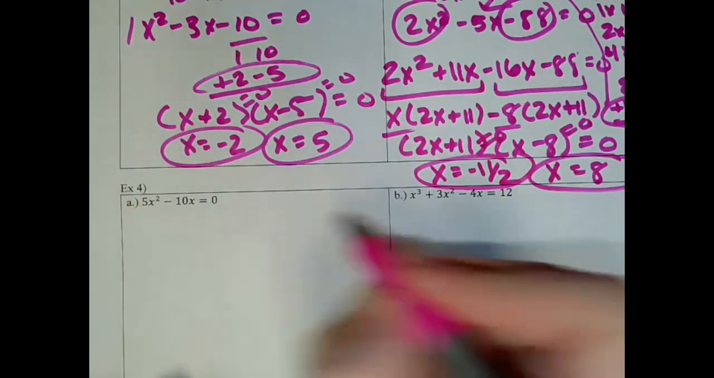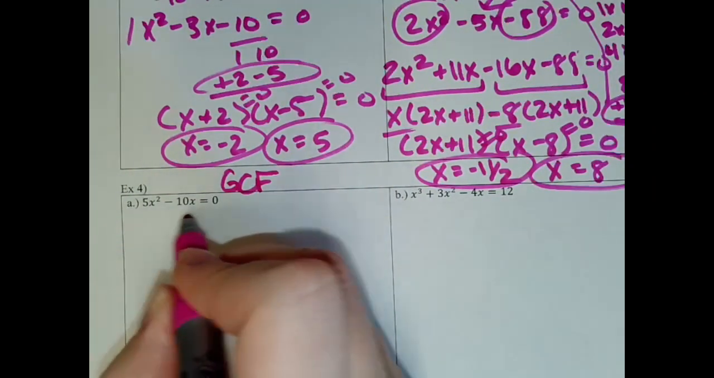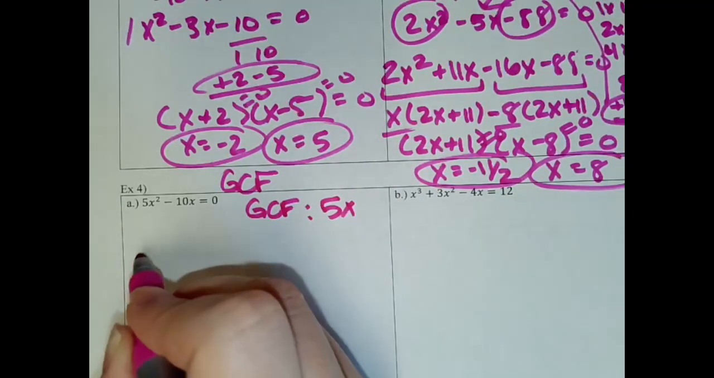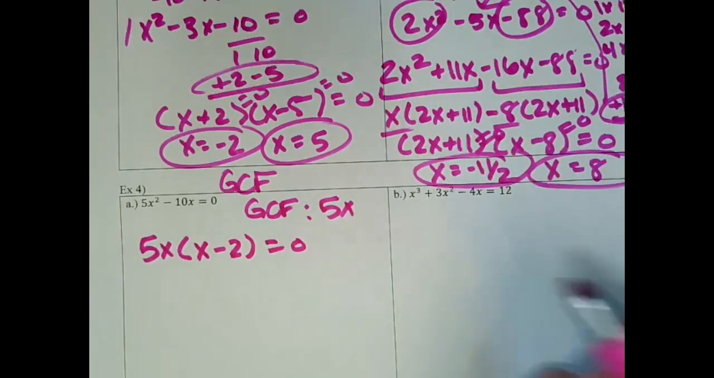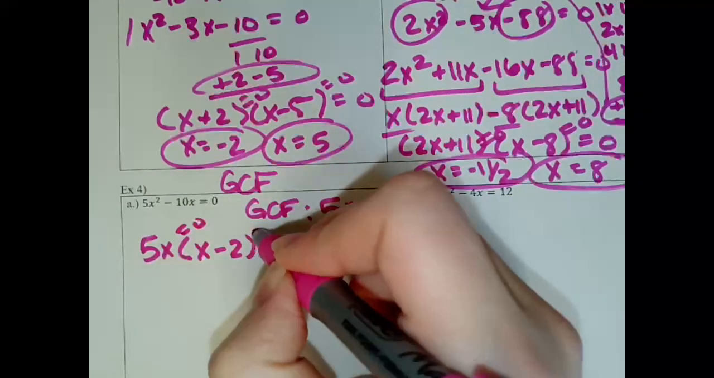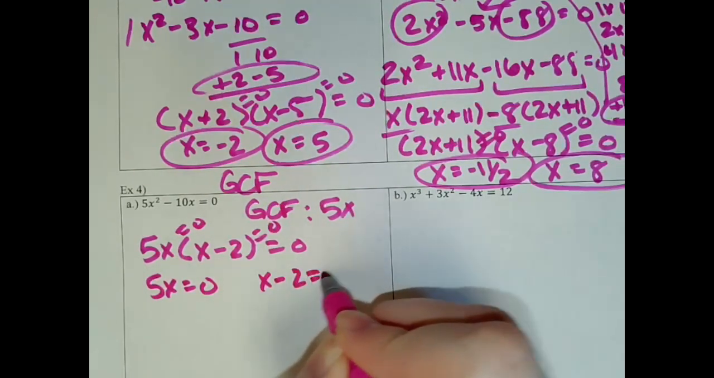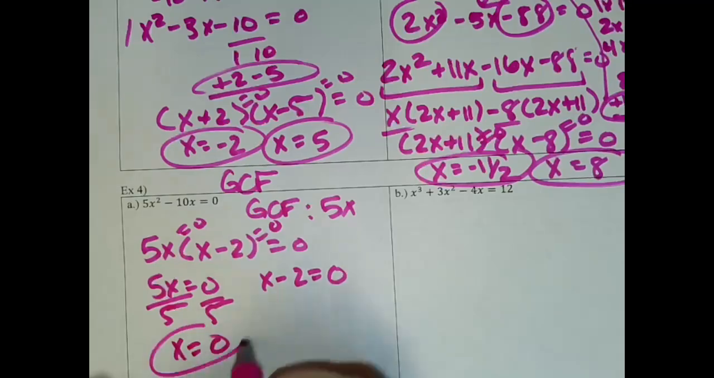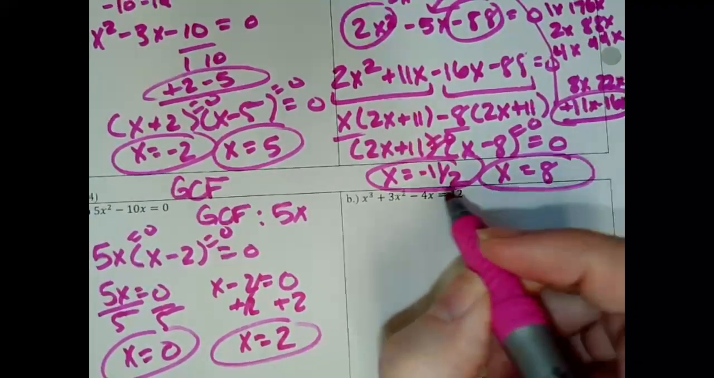All right, these are GCF problems, which we haven't run into yet. The first thing I always should do is check for a GCF. In this case, it happens to be a 5x. If I pull out a 5x, that leaves me with x minus 2. Now remember, you set each part equal to 0, including the GCF. So I can set 5x equal to 0 and x minus 2 equal to 0, and then I solve. This side, you divide each side by 5, you get x equals 0. This side, you add 2 to each side, you get positive 2. And that's it.